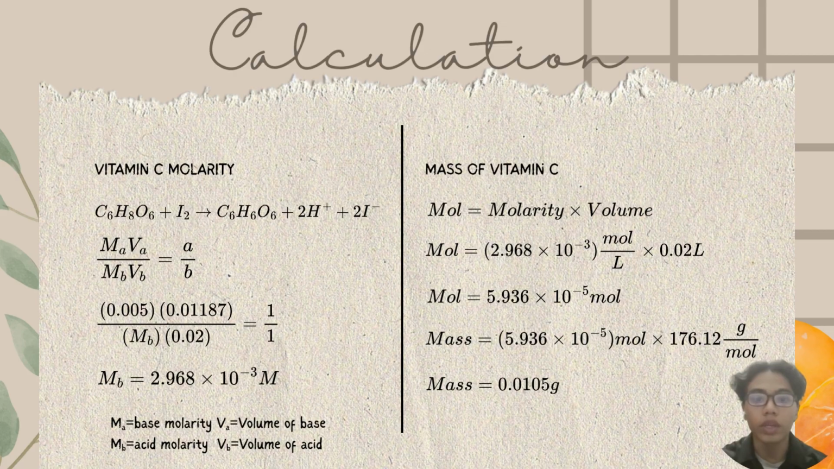Now, we need to find the mass of vitamin C. To do so, we can just multiply the molarity by the volume of vitamin C used to find the mole of vitamin C first, and then we need to multiply the mole with the molar mass of vitamin C so that we could get the mass of the vitamin C, which is 0.0105 gram.